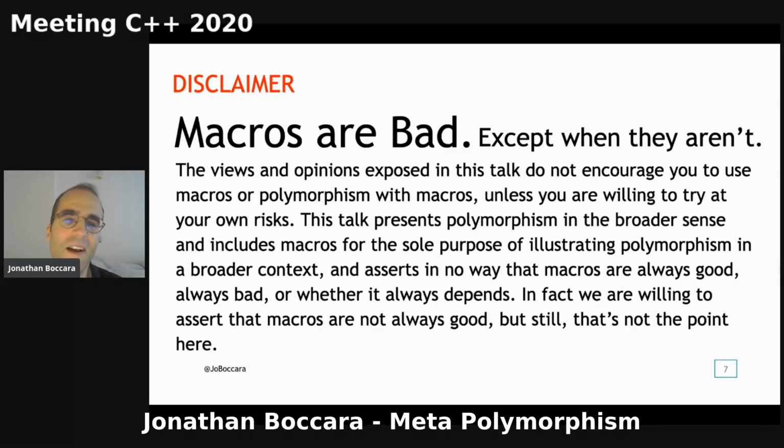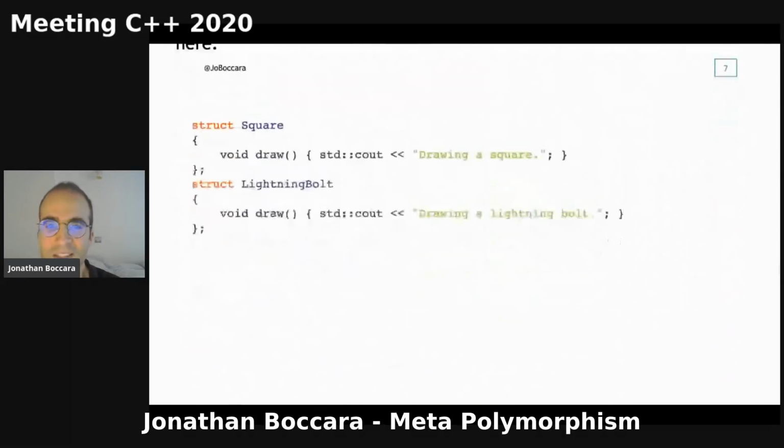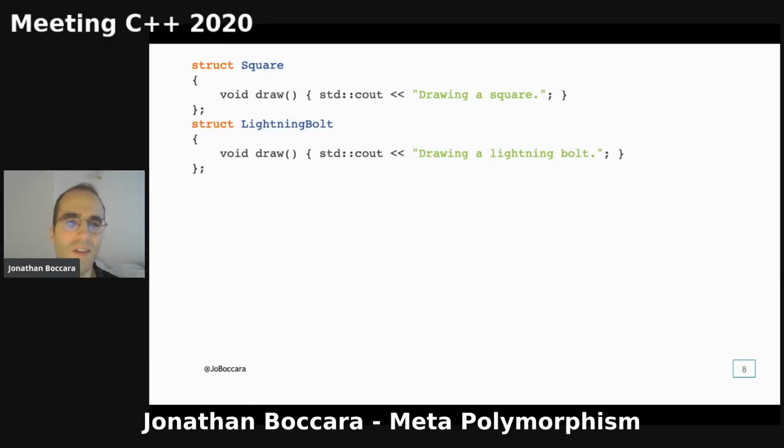Now, that being out of the way, let's see what polymorphism with macros could look like, even though this is not something you want to do all the time, obviously, but it's interesting to see.